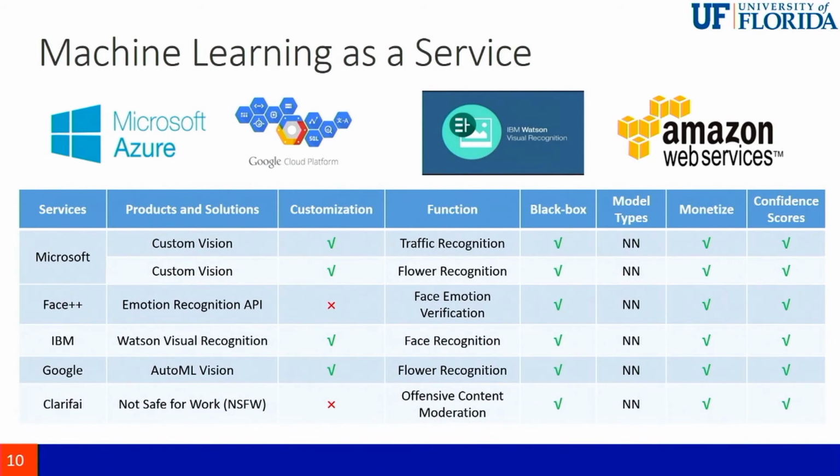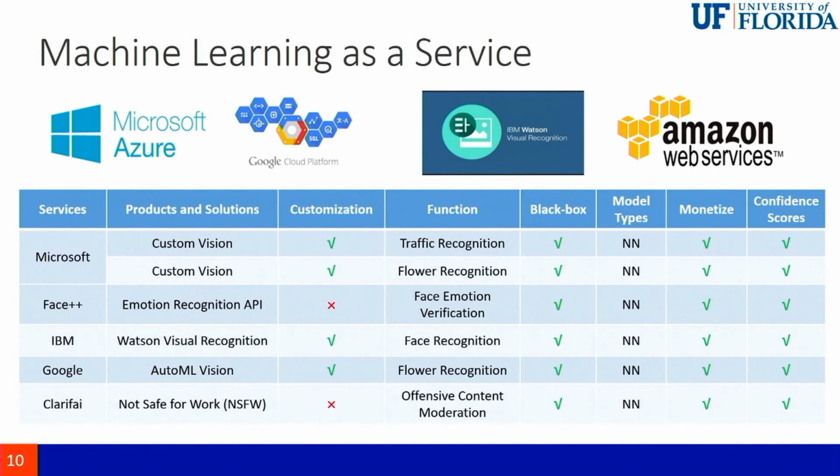Some of them provide a general purpose machine learning model. Some of them provide a dedicated machine learning model. For example, Clarifai has a product called not safe for work. They screen images to determine whether you can view them at work or not. Some of them allow you to customize them. Some of them already customize everything for you. But all of them use a black box, a neural network as the model, and they also monetize them, which means that you need to pay for the service.